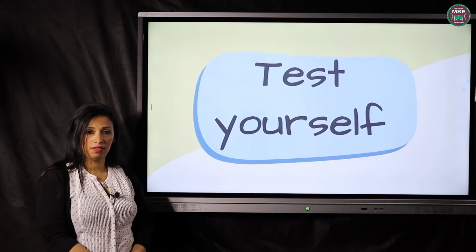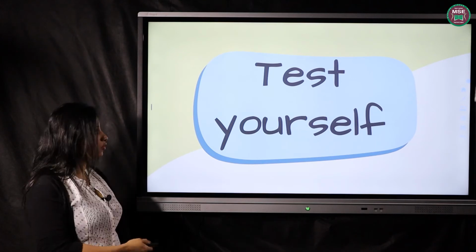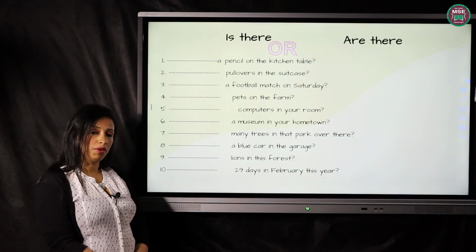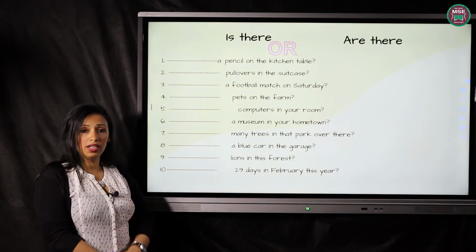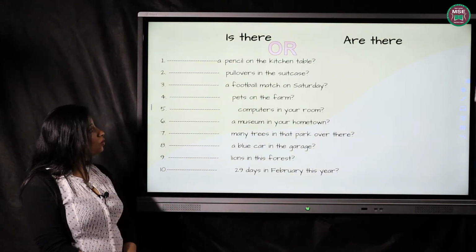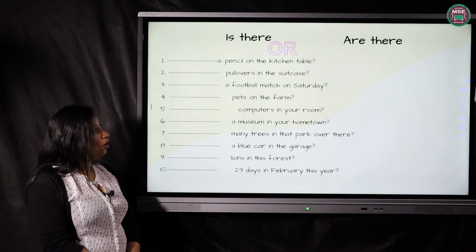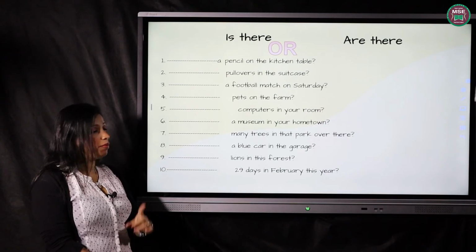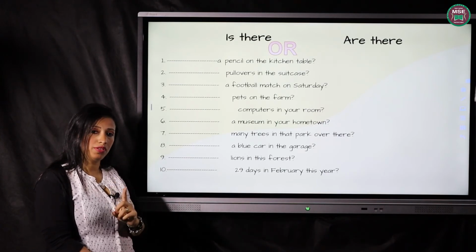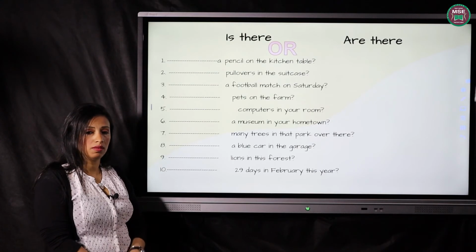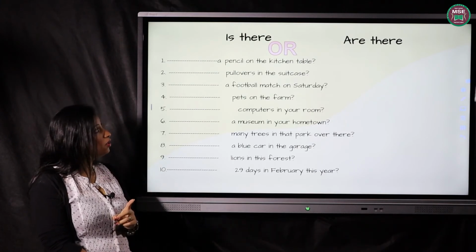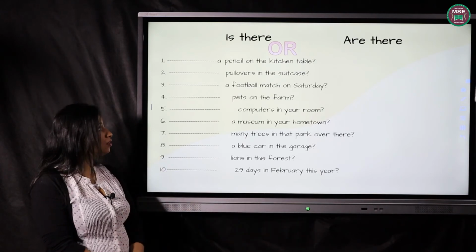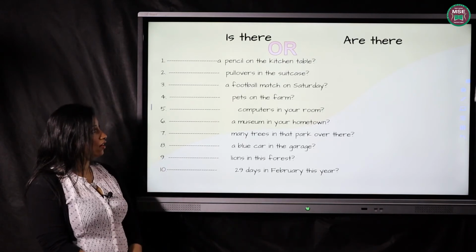Okay, test yourself. Let's test ourselves. I want to see if you understand the lesson or not. Let's start our question by using "is there" or "are there." Look at the first question: a pencil on the kitchen table. I'm asking here about one noun, one person, one thing, or many things? One. Because when I say a pencil, it means I'm asking about one pencil, not many pencils. So I will use "is there."